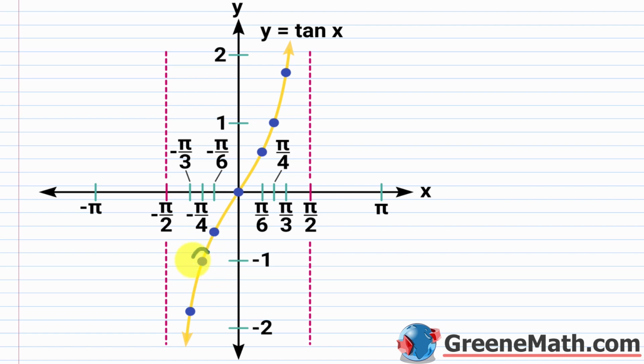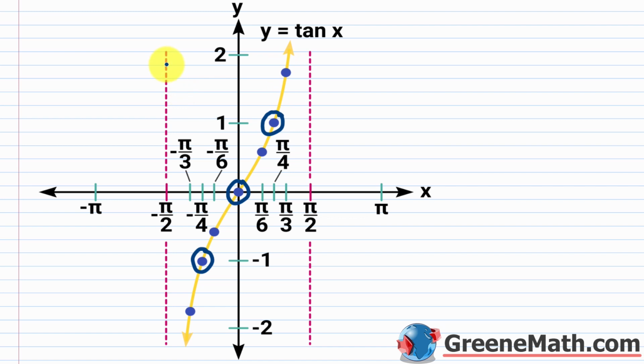So this point is actually one we're going to focus on. It'll be important for us later on. Then we have negative pi over 6, comma, negative square root of 3 over 3. So that's this point right here. Then we have our 0, 0. So that's our x-intercept. And we'll focus on that one later on. Then you have your pi over 6, comma, square root of 3 over 3. Then you have your pi over 4, comma, 1. Again, this is one we're going to focus on. And then we have our pi over 3, comma, square root of 3. So that's going to be this point right there.